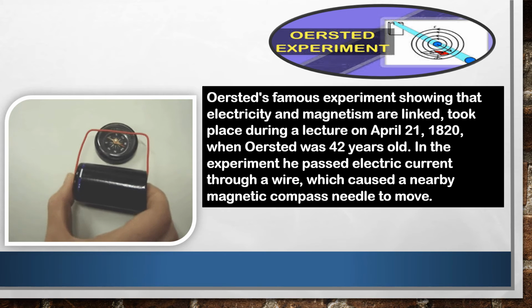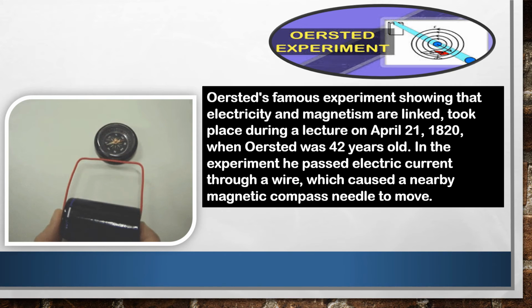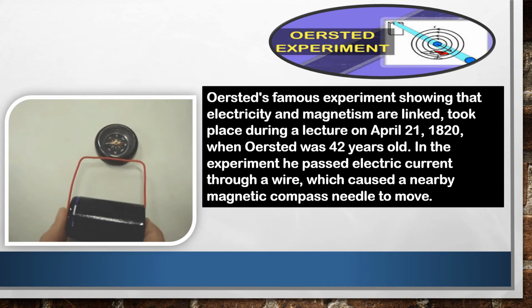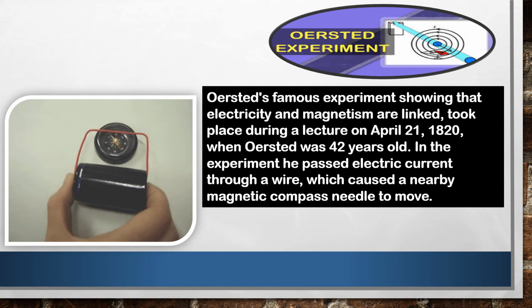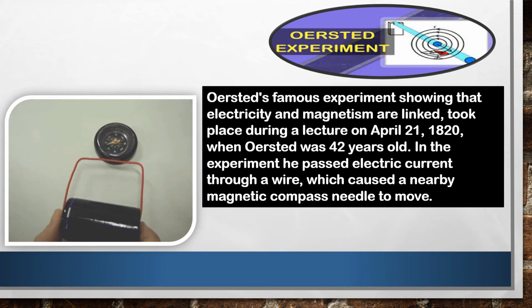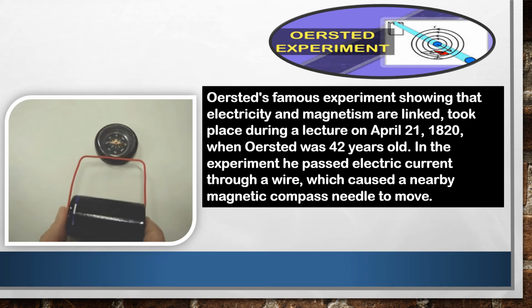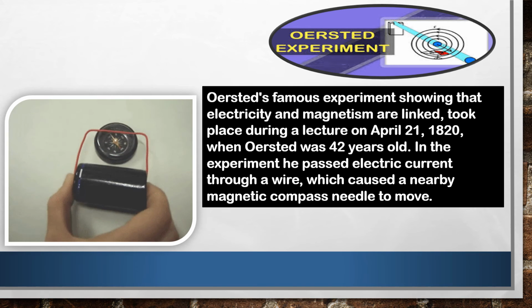Now the last one but not the least is Oersted experiment. Oersted's famous experiment showing that electricity and magnetism are linked took place during a lecture on April 21, 1820, when Oersted was 42 years old. In the experiment, he passed electric current through a wire, which caused a nearby magnetic compass needle to move.